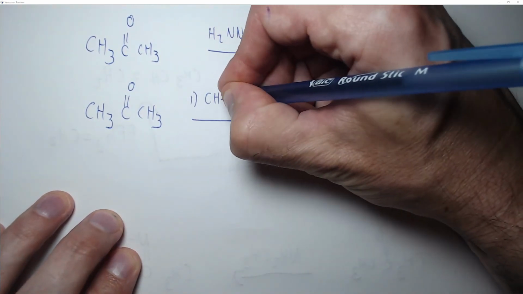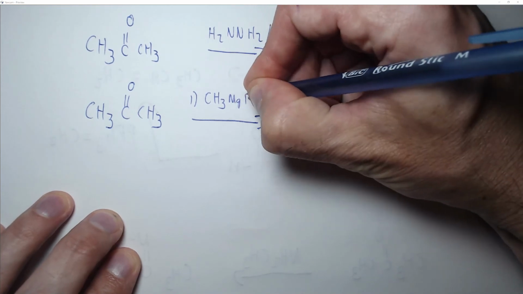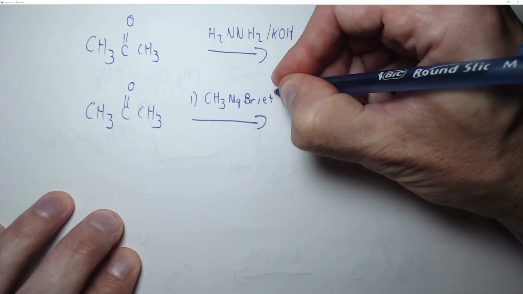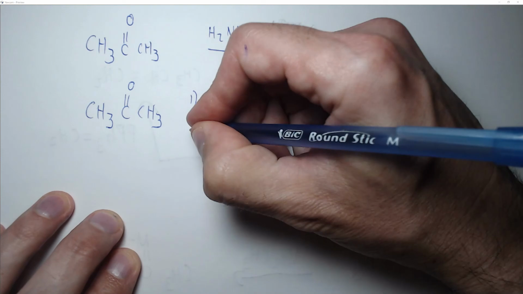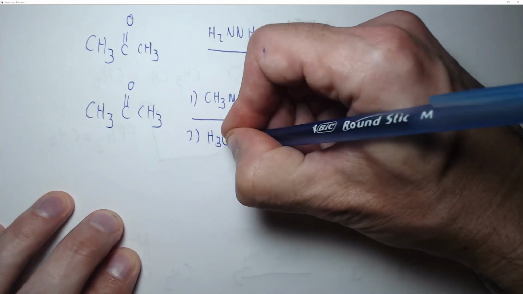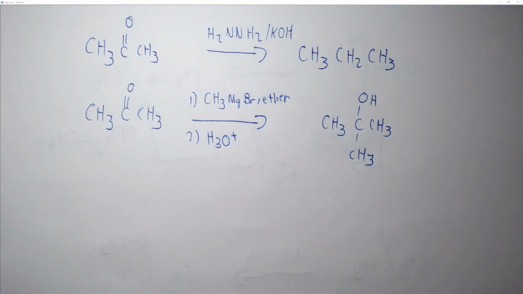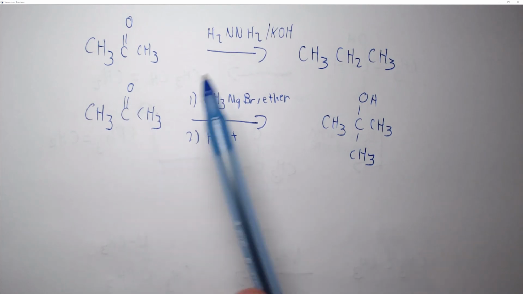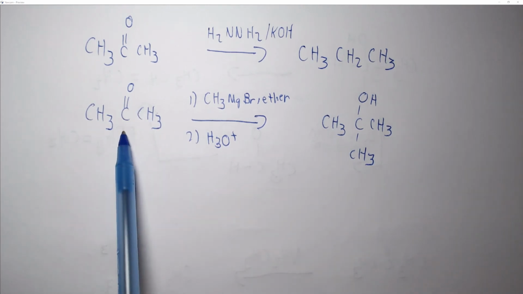So CH3MgBr in ether, and H3O+. So after we've covered about half the material for this course, I hope you can see that there is some advantage to understanding the mechanisms. Because if we're going from here to here, we know that we have to have a nucleophile come in.